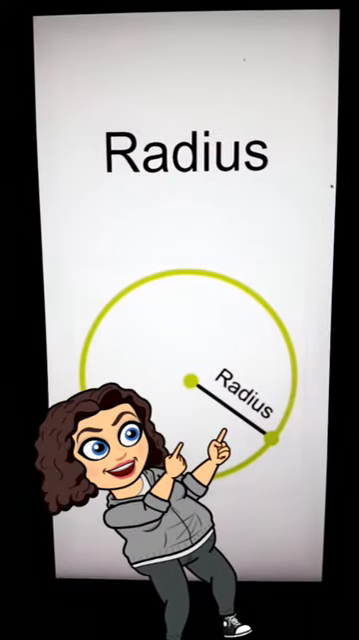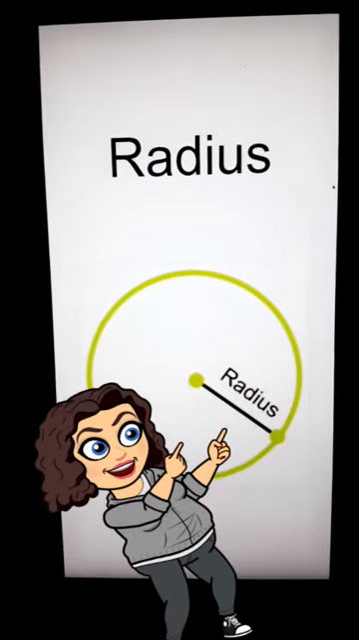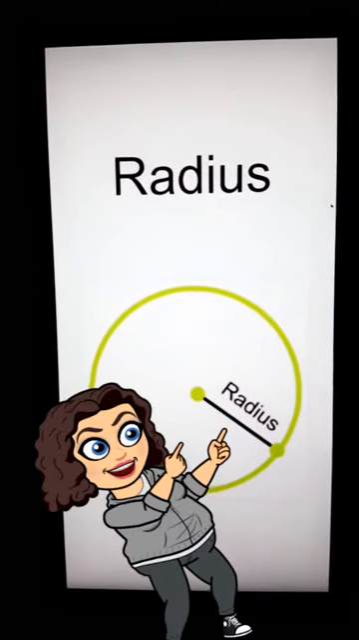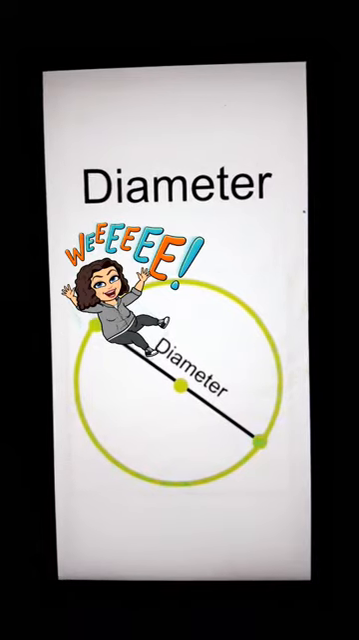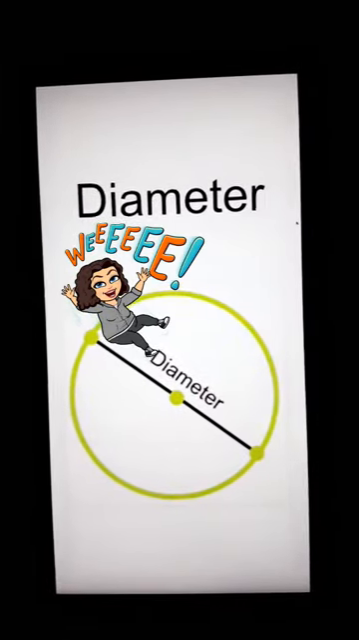The radius of the circle goes from the center of the circle out to the edge. In a circle, all the radii have the same measure, and 2 radii in a row is a diameter. The diameter of a circle is actually a chord that goes through the center of the circle. It's made up of 2 radii.